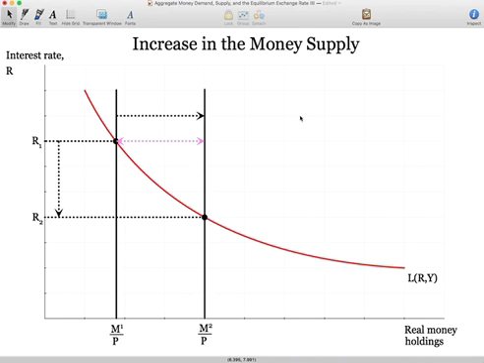So make sure you're comfortable with that, how a change in the money supply impacts interest rates. So if we increase the money supply, interest rates would fall. And if we were to do the opposite, if we were to decrease the money supply, interest rates would increase.